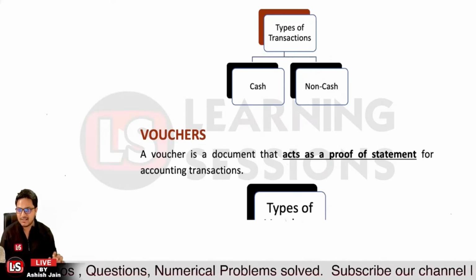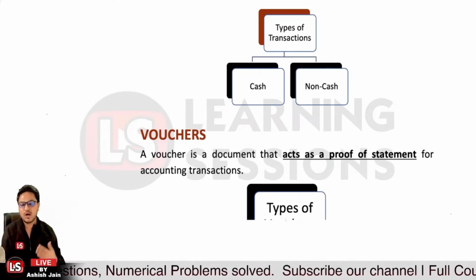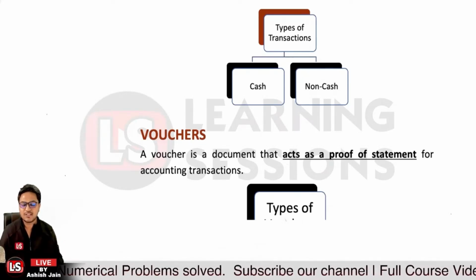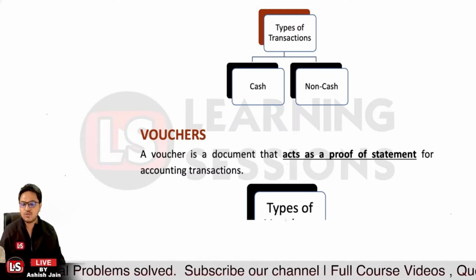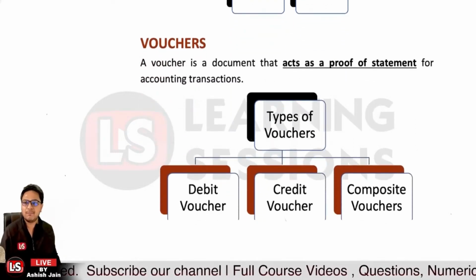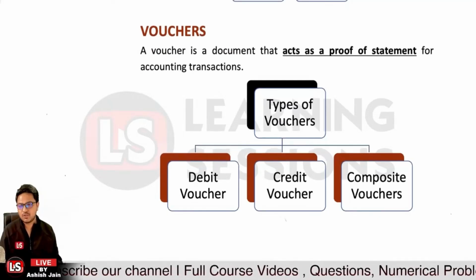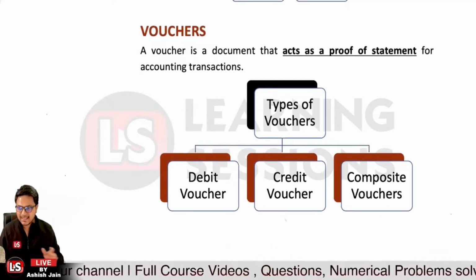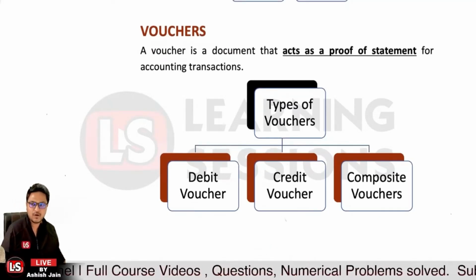Now for recording the transactions, because all of us are bankers, we know there are vouchers. Vouchers are basically of three types: debit voucher, credit voucher, and composite voucher. Okay, so these are the types of vouchers. So vouchers are actually related to what? These act as a proof of statement for accounting transactions.